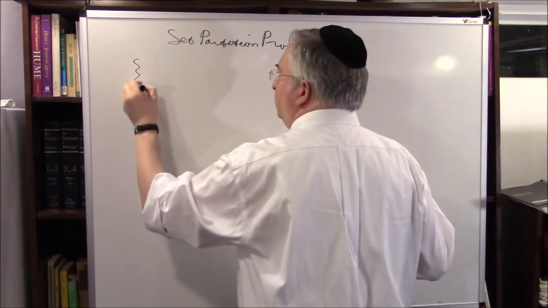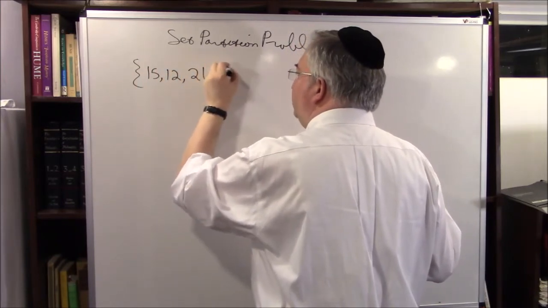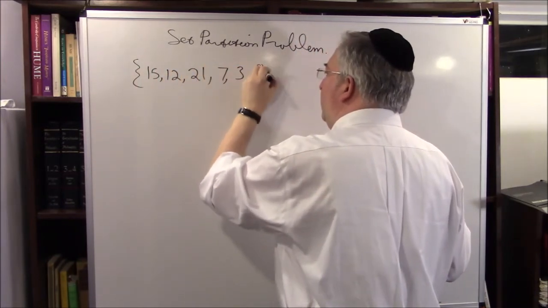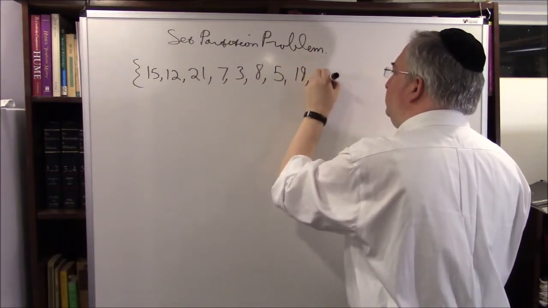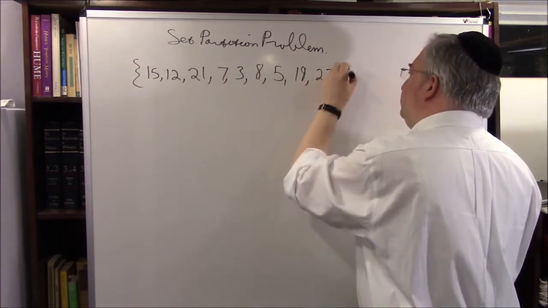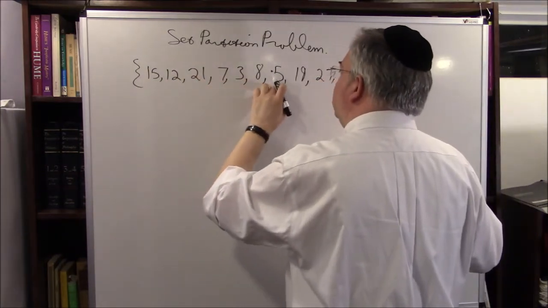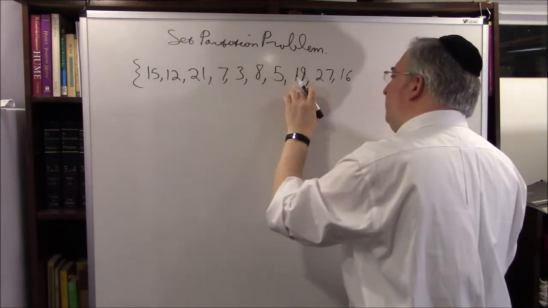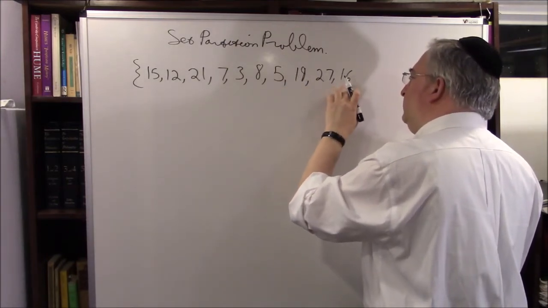Take a bunch of numbers. 15, 12, 21, 7, 3, 8, 5, 19, 27, 16, 1, 2, 3, 4, 5, 6, 7, 8, 9, 10.